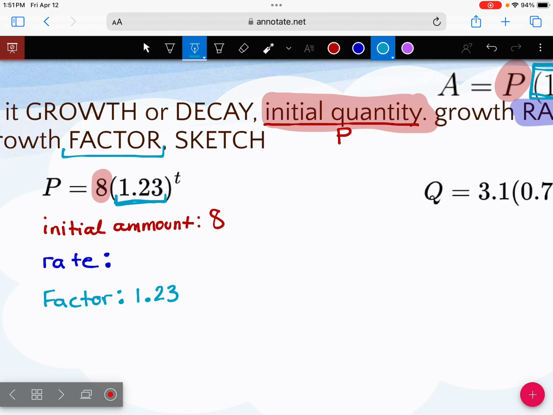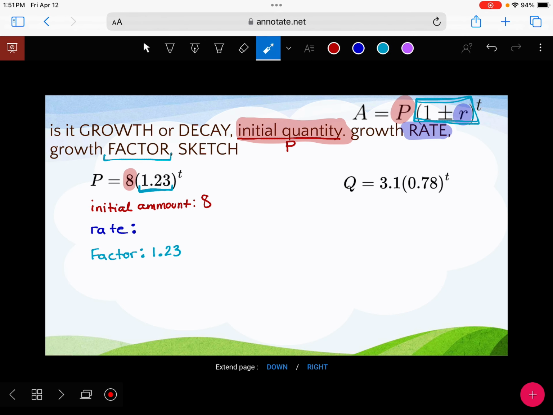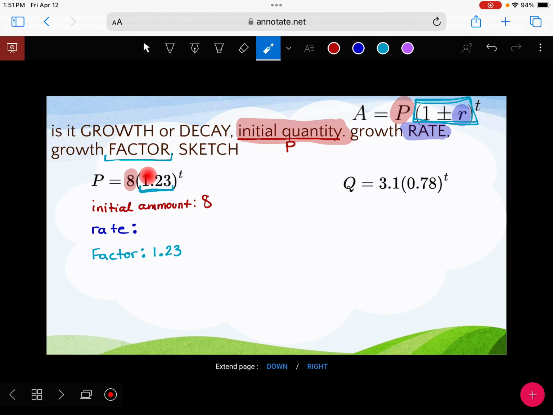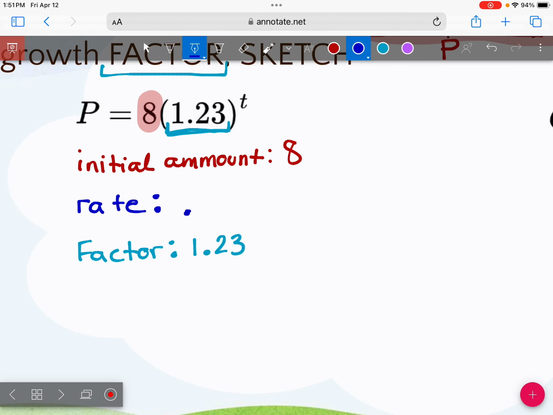The growth rate is what was added to 1 or subtracted from 1 to make that. So was a number added to 1 or subtracted from 1 here? Added. What number was added to 1? 0.23. So our rate is 0.23. Or you can do it as a percent, 23%.